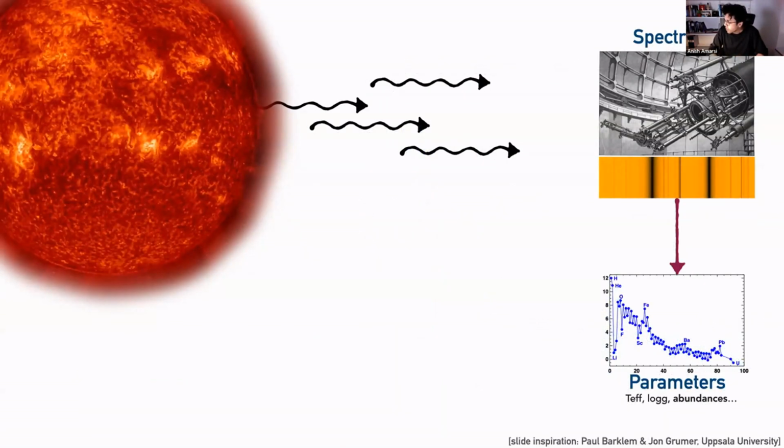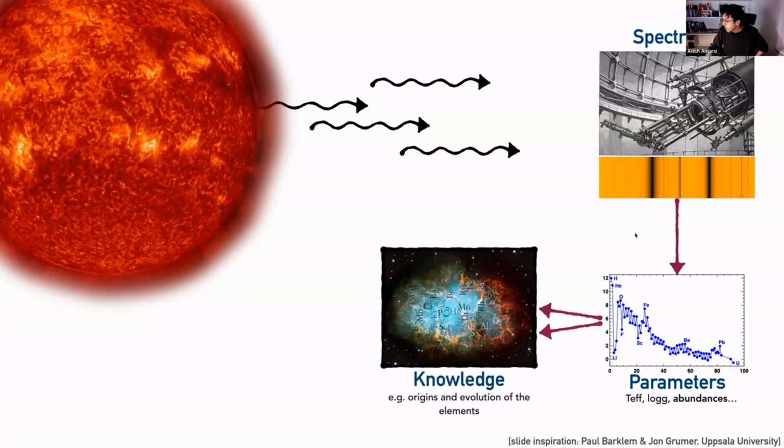Okay, so how do we go about getting these abundances? So the schematic here, we have the star emitting photons. We collect the photons with our spectrograph, we get the spectrum, and we convert that to the abundances that we're interested in, as well as perhaps some other parameters, stellar parameters. And from there, we interpret them and we learn stuff about the elements or about nuclear physics and so on.